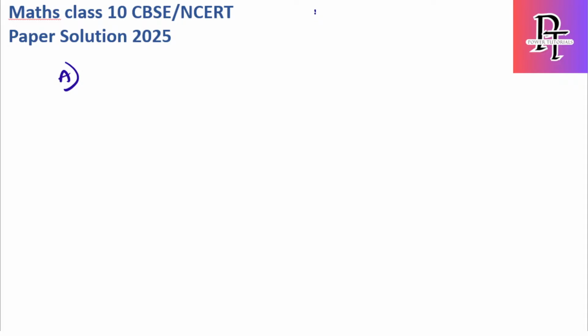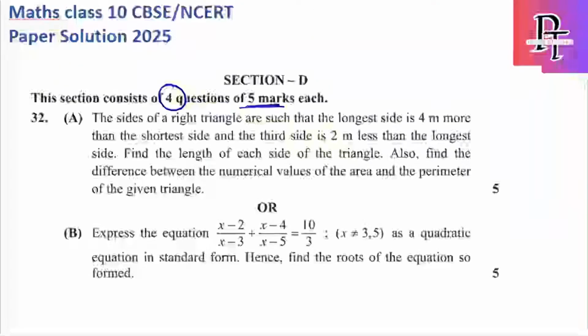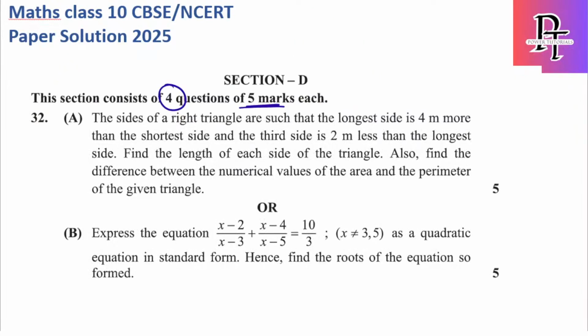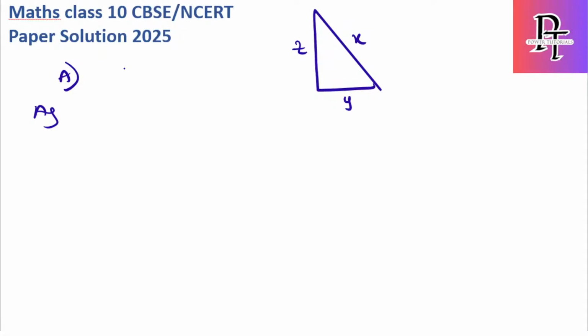So they're saying we have a right triangle, which is nothing but a right angle triangle. And what they're saying, condition: longest side. For this, I'll write it as longest side, let's mark it as X, shortest as Y, and the middle as Z. Longest is 4 more than shortest, so longest X is equal to Y plus 4.